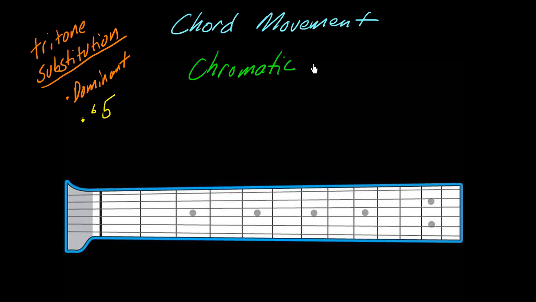Chromatic movement. We love to hear when chords move chromatically, up or down, ascending or descending. And when tritone substitutions are used, they tend to be moving in a descending way. Okay? So let me show you how all this looks on the fretboard.